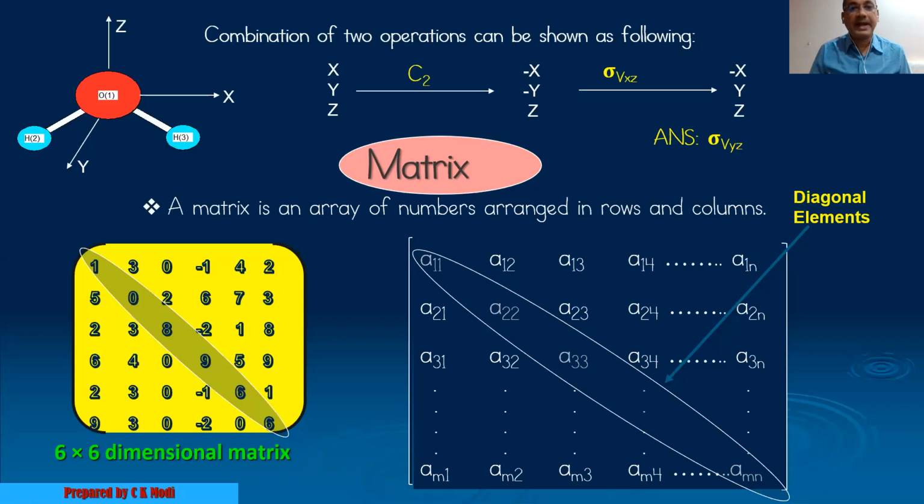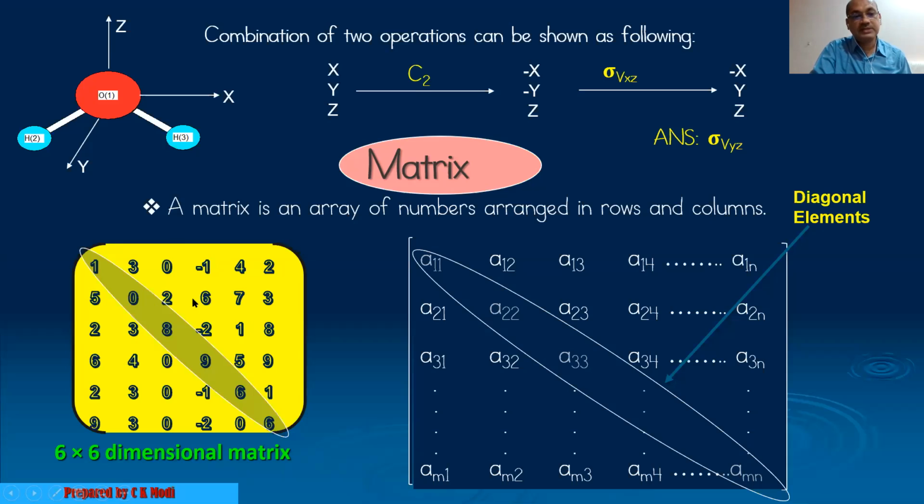Okay, now matrix. How would these symmetry operations be represented in terms of matrices? Before we proceed towards that, what is a matrix? A matrix is an array of numbers arranged in rows and columns. These are the rows and these are the columns, so we have a number of columns and a number of rows.